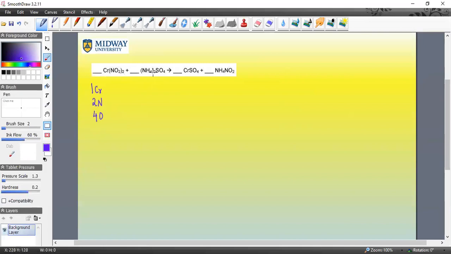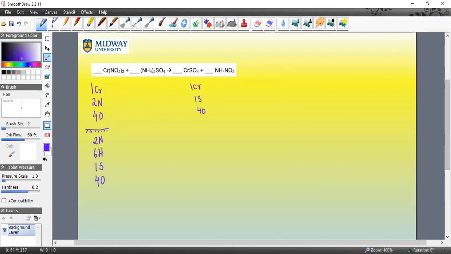Again, we have 2 nitrogens. Keep them separate for now. 2 nitrogens, 6 hydrogens. Okay, 1 sulfur. You can work it separately as well, because that's even easier. So let's do that method here. 4 oxygens. Okay. On this side, we have, let's call this 2 tiers, above and below. So we have 1 chromium, 1 sulfur, 4 oxygen.